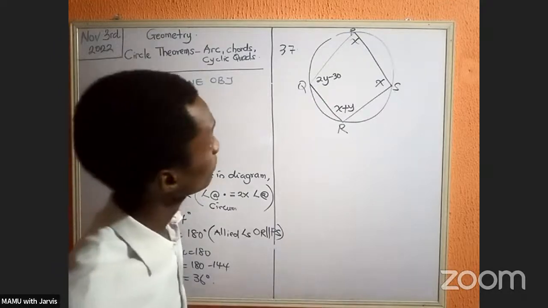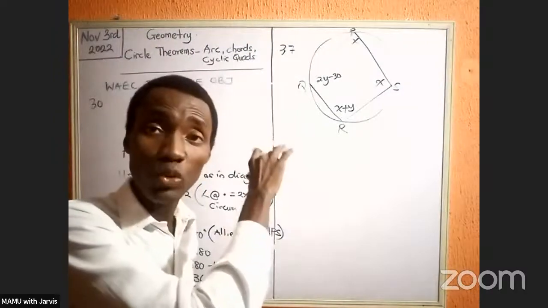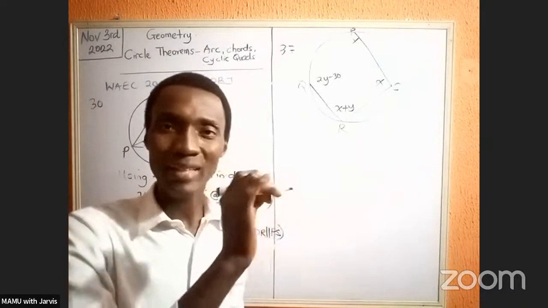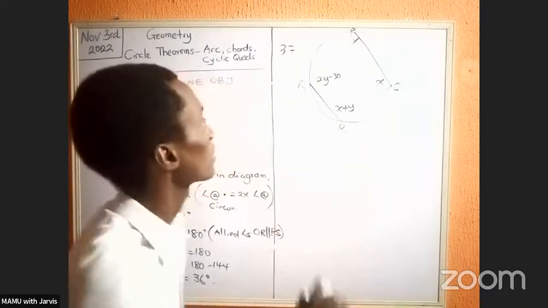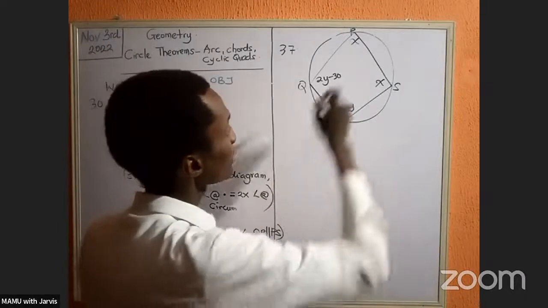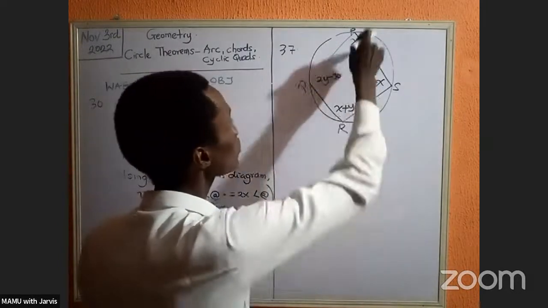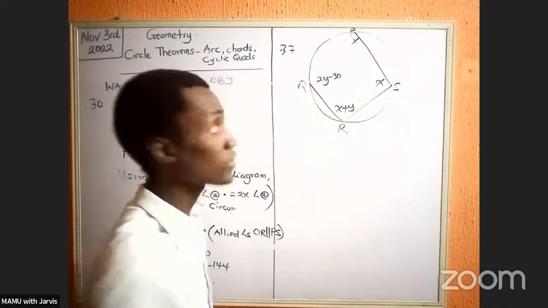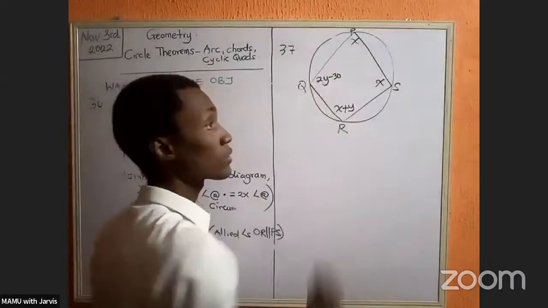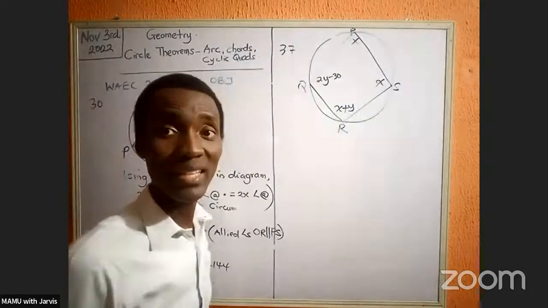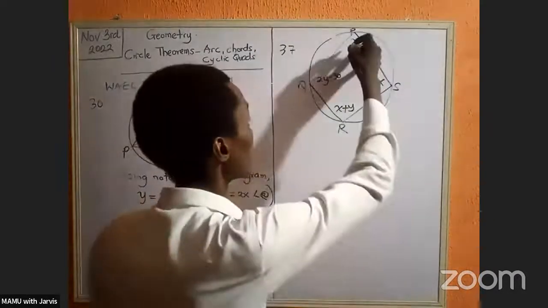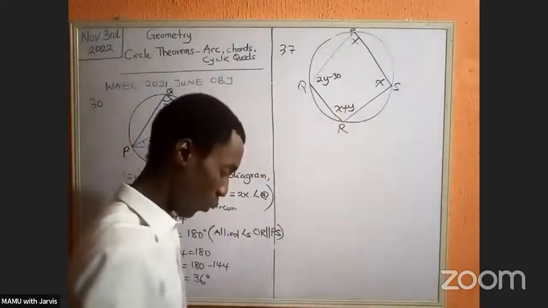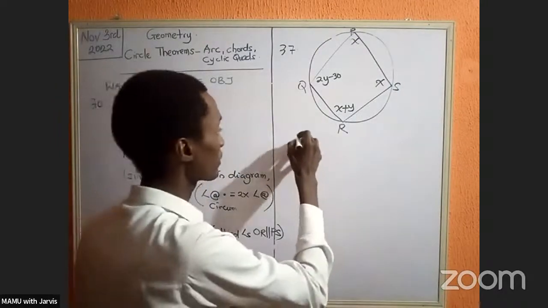Now, there is a theorem we need to remember here. Like I said, it's not about memorizing theorems, it's about knowing that the theorem exists and knowing how we use it. The theorem says that the opposite angles of a cyclic quadrilateral sum up to 180 degrees. What that means is that if I add this to this, it will give me 180. And if I add this to this, it will give me 180.